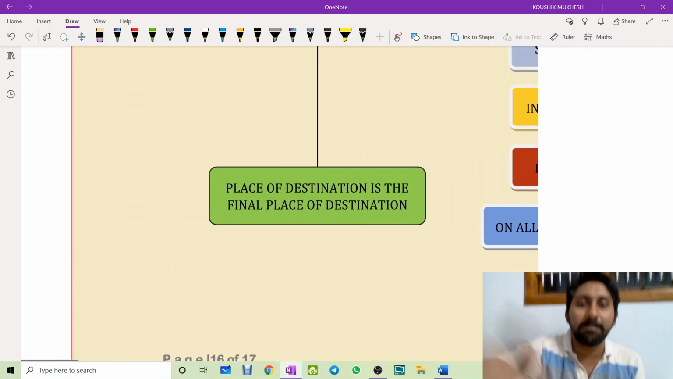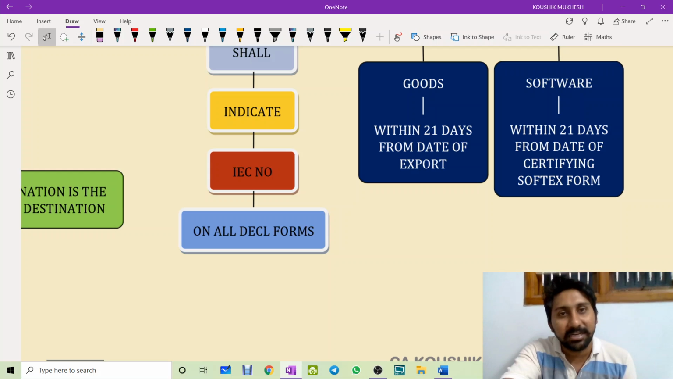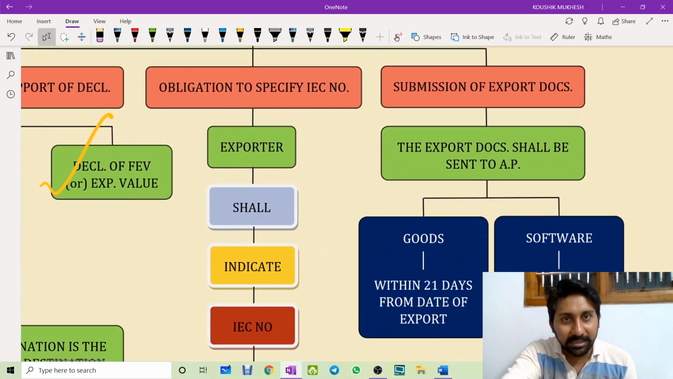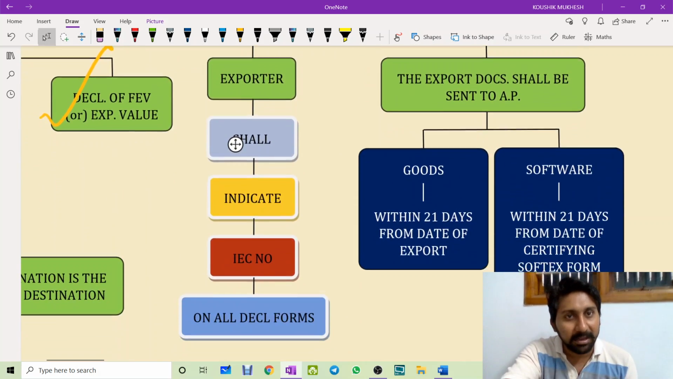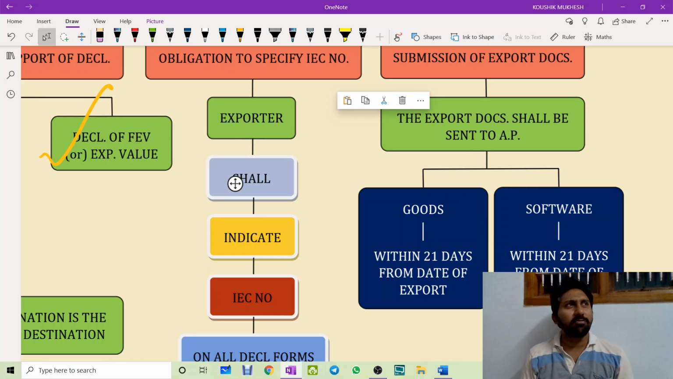If you sell at another place, you will receive money, but you will not declare that in the export document, then the government will get cheated. I should not get that betrayal from you. As simple as that. Next one, obligation to specify IEC. Sir, what is IEC?